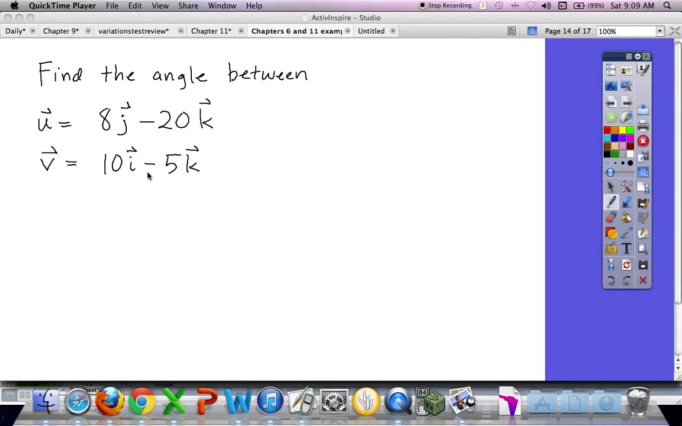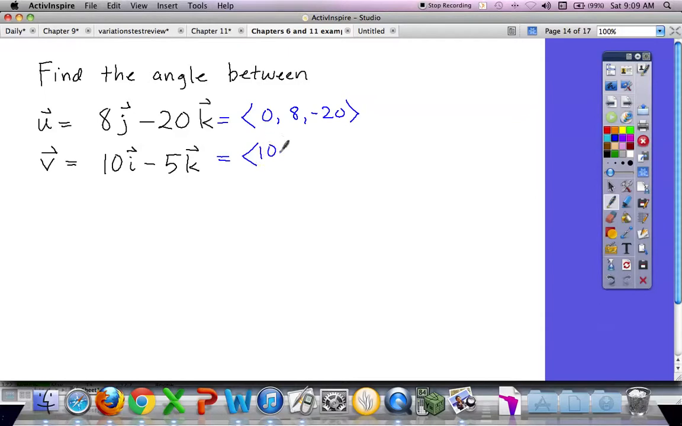It might be easier, before we get started, to write these in component form. Let's write this one as 0, 8, negative 20. And let's write this one as 10, 0, negative 5. Okay, we're still going to use our same formula. The cosine of theta is the dot product divided by the magnitude of u times the magnitude of v.